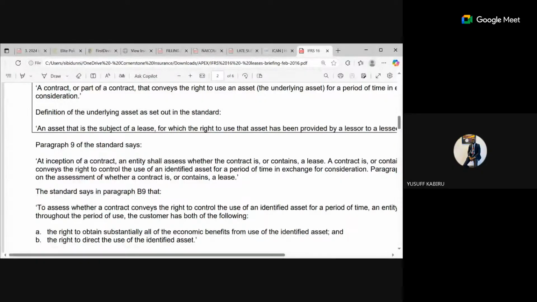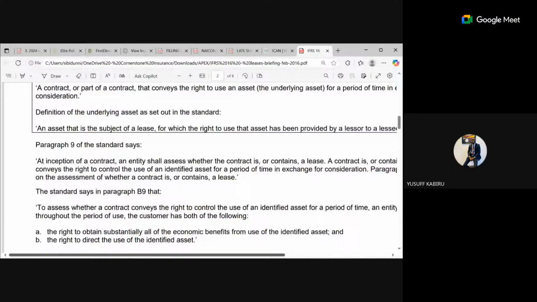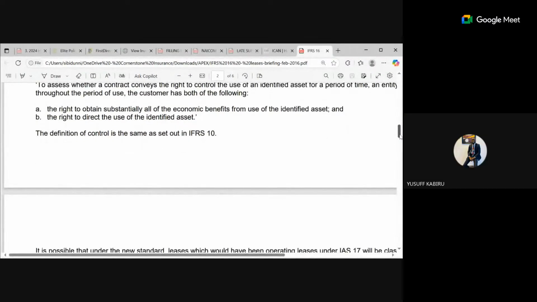So the standard says in paragraph B9 that to assess whether a contract conveys the right to control the use of an identified asset for a period of time, an entity shall assess whether throughout the period of use, the customer has both of the following. You know, I mentioned there are two criteria for you to confirm whether it's a lease earlier on.